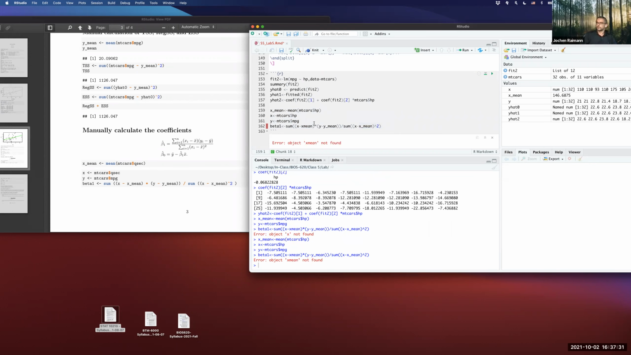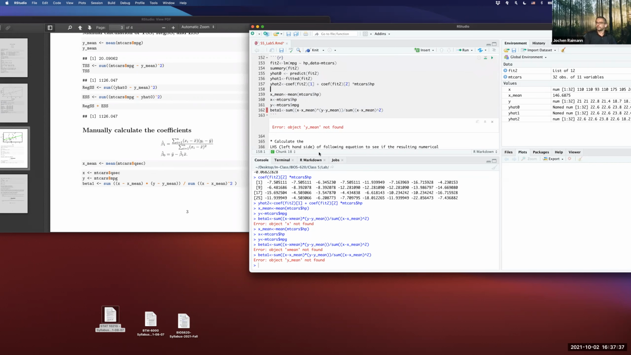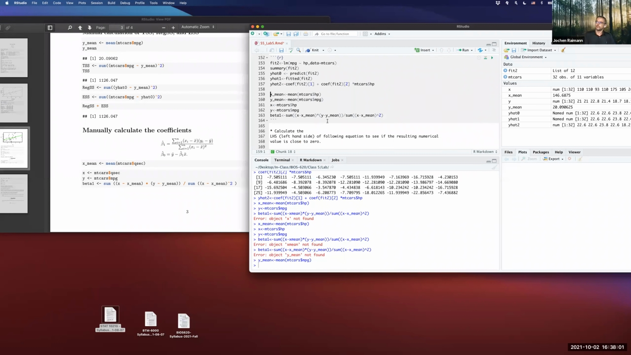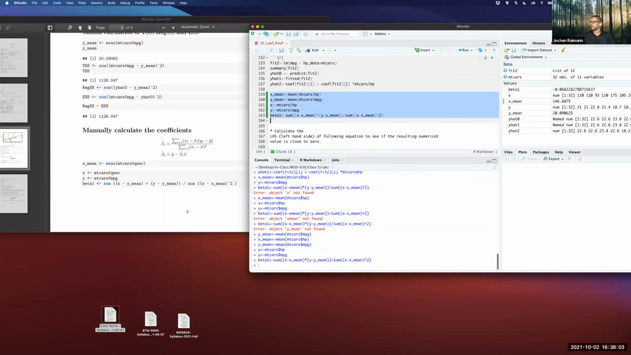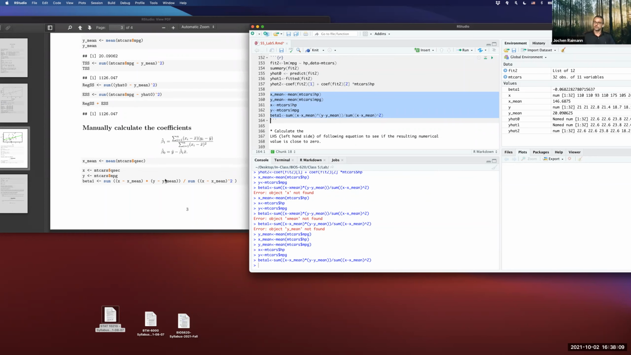So again, in the chunk, we need to run this together. We need to make sure, obviously, we're using the same. Obviously, we also need to build the y mean. The y mean is the mean of mtcars miles per gallon. So now running the whole thing in total gives us a beta one of minus 0.06, which is essentially what we need.